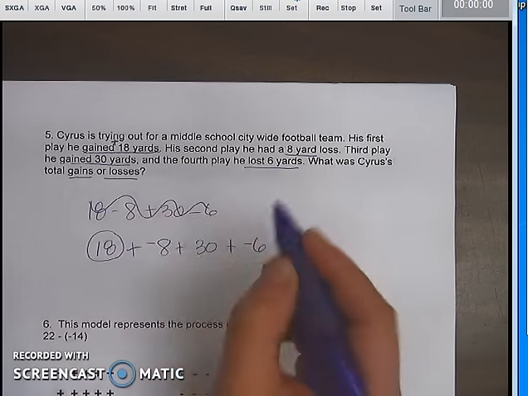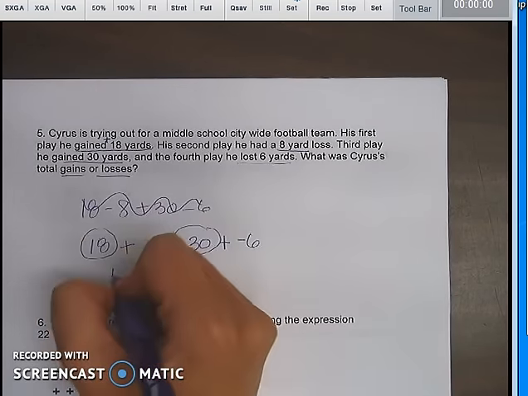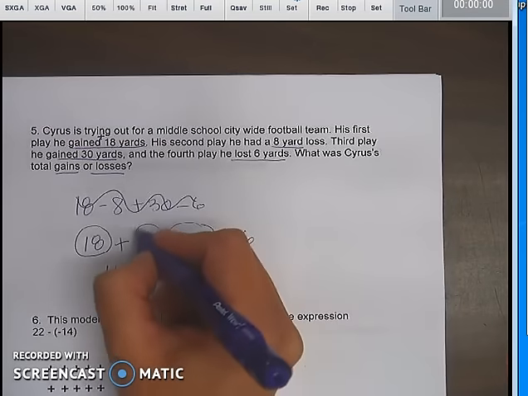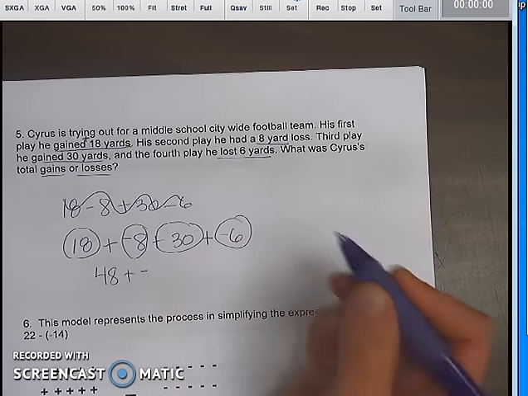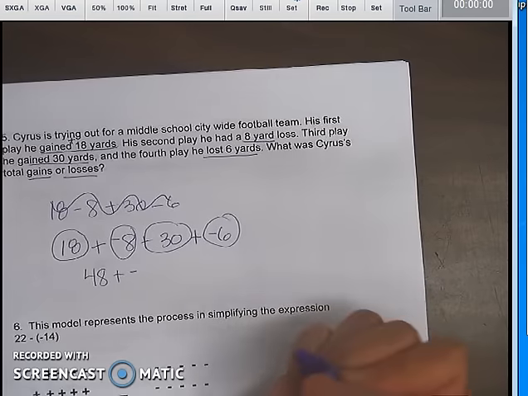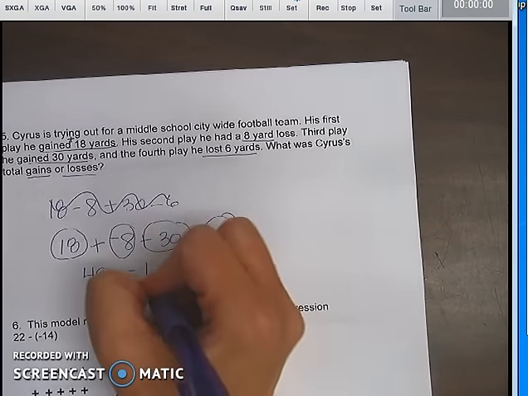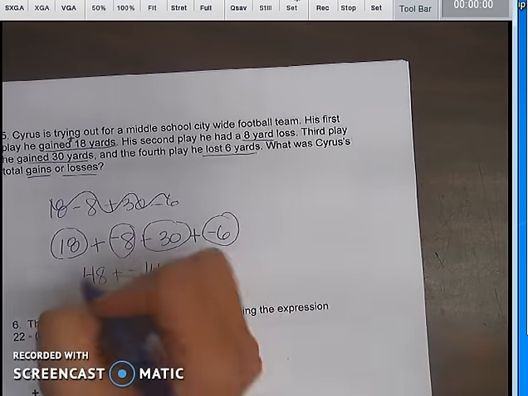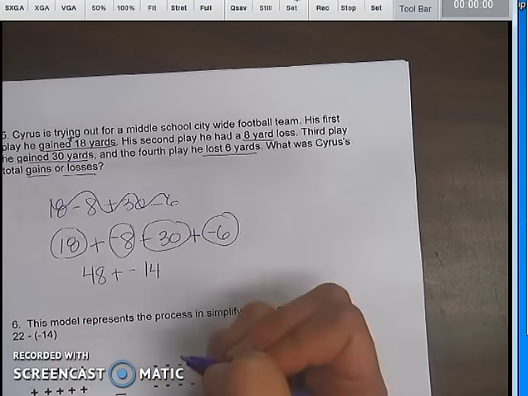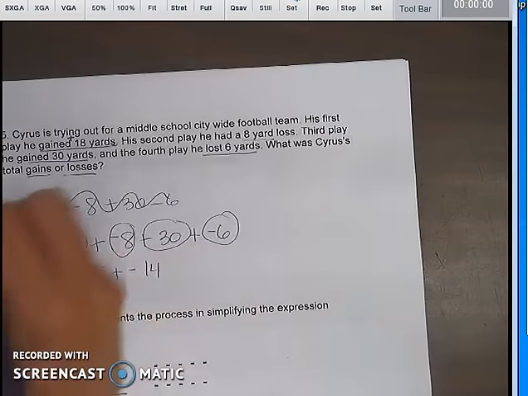So I have 18 positives and 30 positives. 18 plus 30 is 48 plus negative. I have negative 8 and negative 6. Negative 8 and negative 6, that would be same sign add. So that's negative 14. Now, so I had 48 total gains and 14 total losses. Same sign add, different sign subtract.